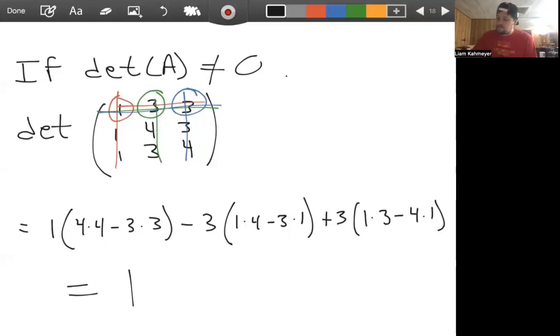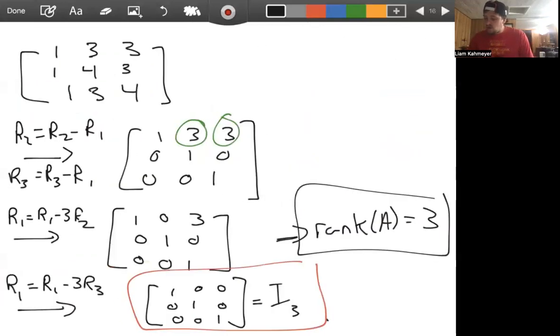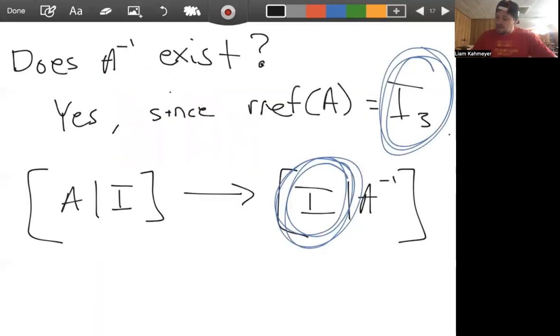So there are multiple ways to determine if the inverse exists or not. In this example, since we already showed that the reduced row echelon form of this matrix is the identity, that would have been enough, right? But just for the sake of practice, I wanted to do that showing by way of the determinant as well. And the problem says, does A inverse exist? We know it does. Now let's find it.